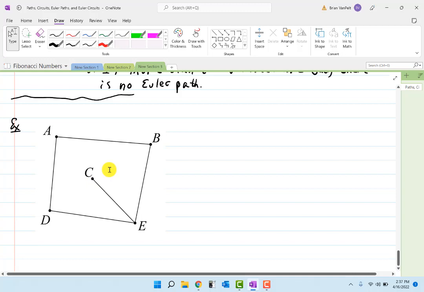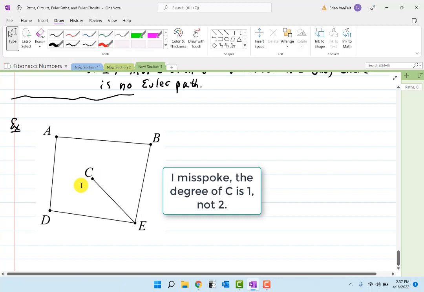Let's count the degrees of the vertices. If you take a look at A, the degree is 2. The degree of B is 2. The degree of E is 3. The degree of D is 2. And the degree of C is 2. So exactly 2 vertices of odd degree. Those vertices, of course, are C and E.